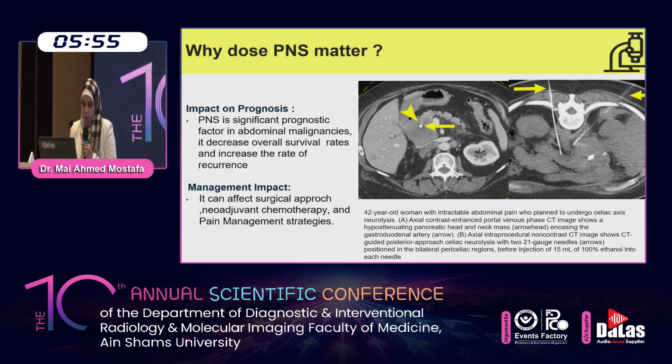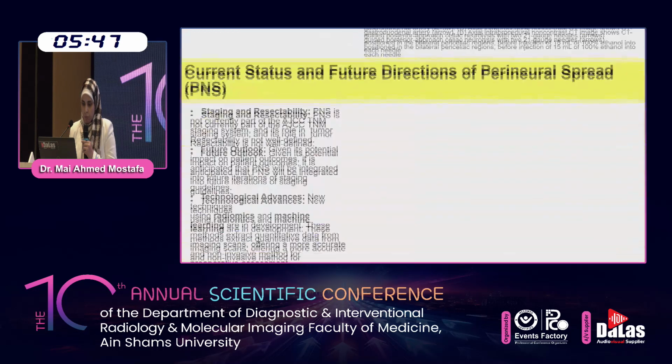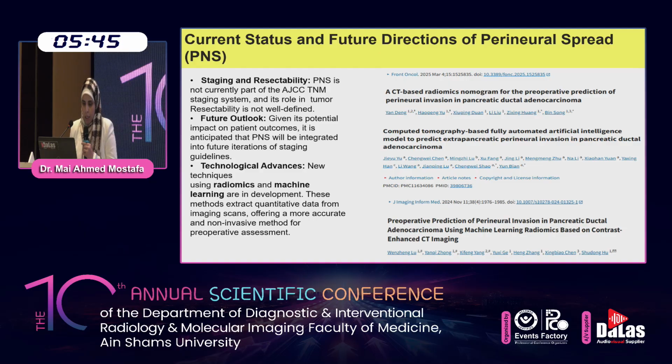As we can see on axial CT images, there is a locally advanced pancreatic mass lesion, and the patient underwent celiac ganglia neurolysis. Currently, perineural spread is not part of the TNM staging, and its role in resectability is not well defined, yet given its potential impact on patient outcome, it is anticipated that perineural spread will be integrated in future guidelines.